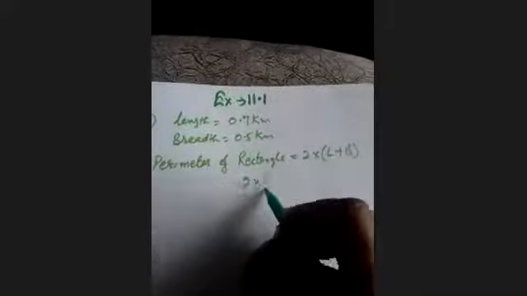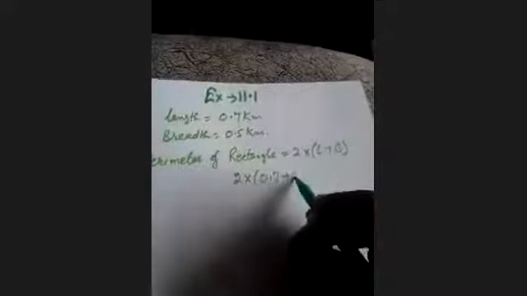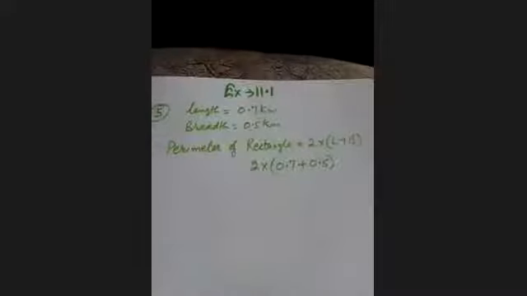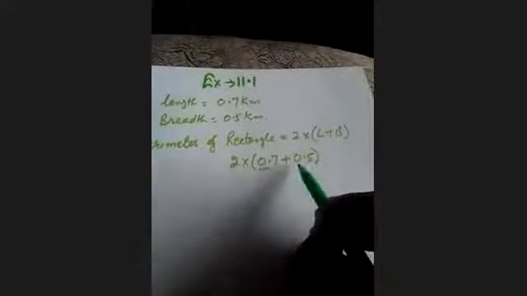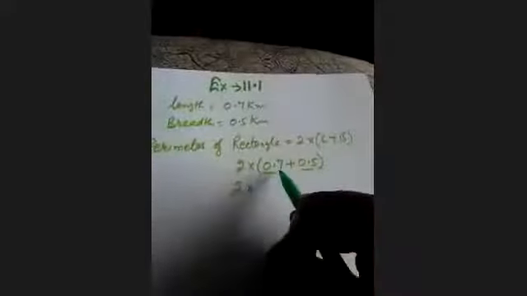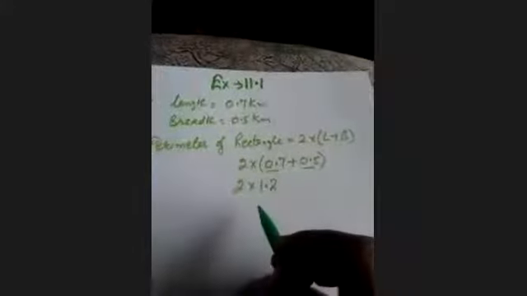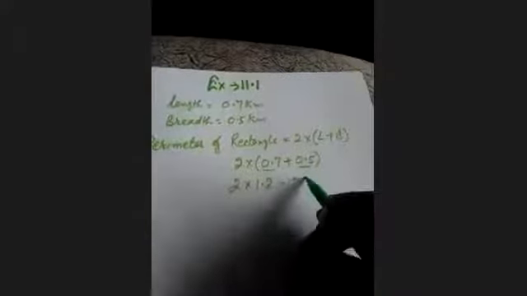2 multiply 0.7 plus 0.5. Now 0.7 plus 0.5: we have 7 plus 5, 12, so 1.2. Now multiply by 2, we get 2.4.